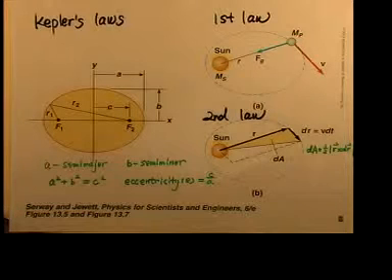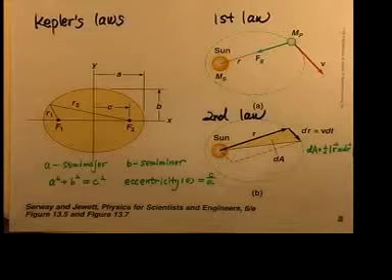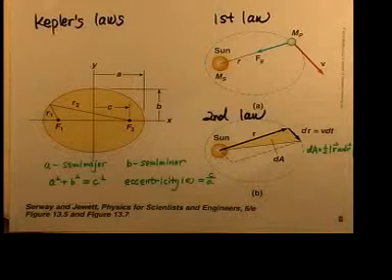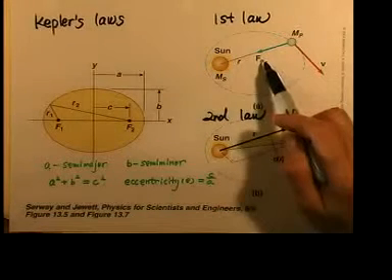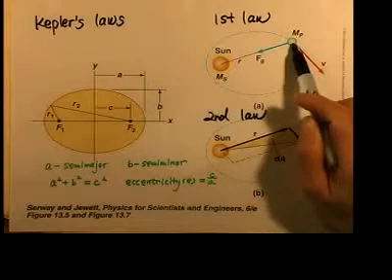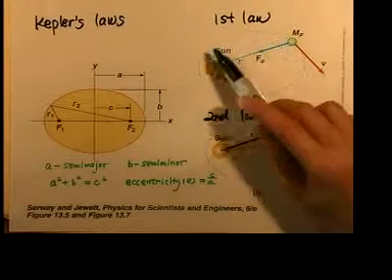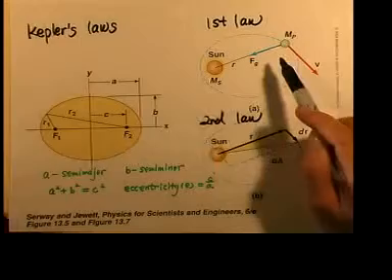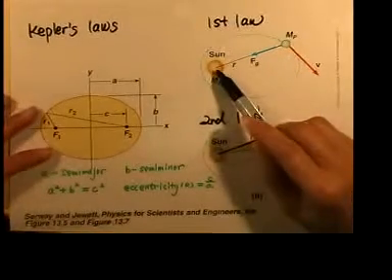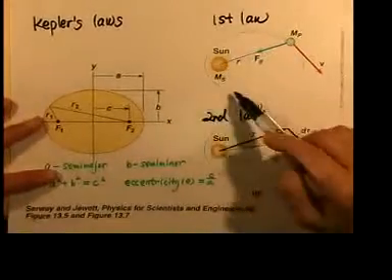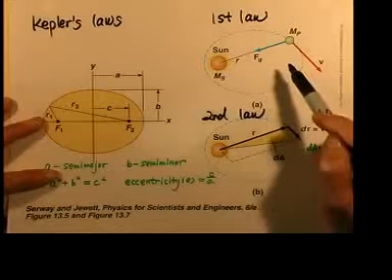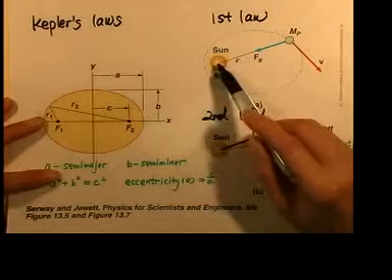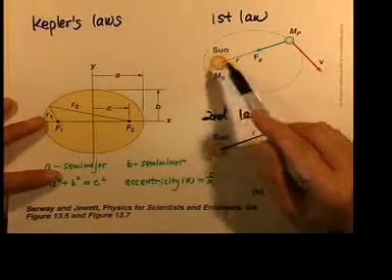Next, we're going to learn Kepler's Laws. Let's take a look at what Kepler's Laws are. Kepler has 3 laws. Kepler's first law says that all planets move in elliptical orbits with the sun at one focus. So see, look at the orbit. It is so-called elliptical and with sun at one focus.